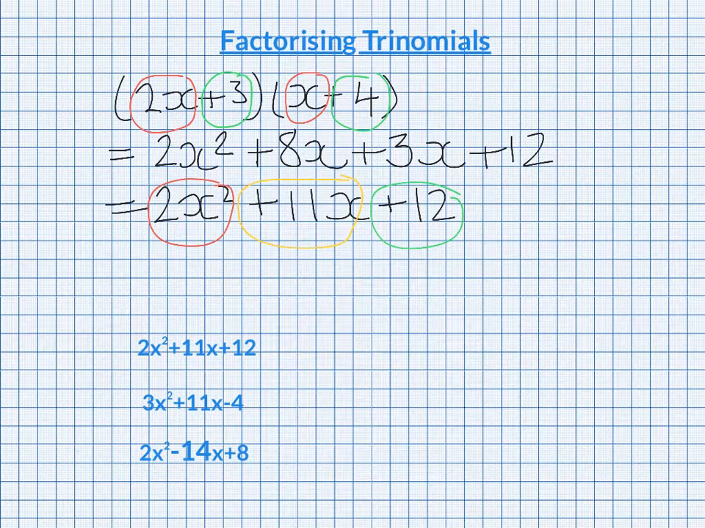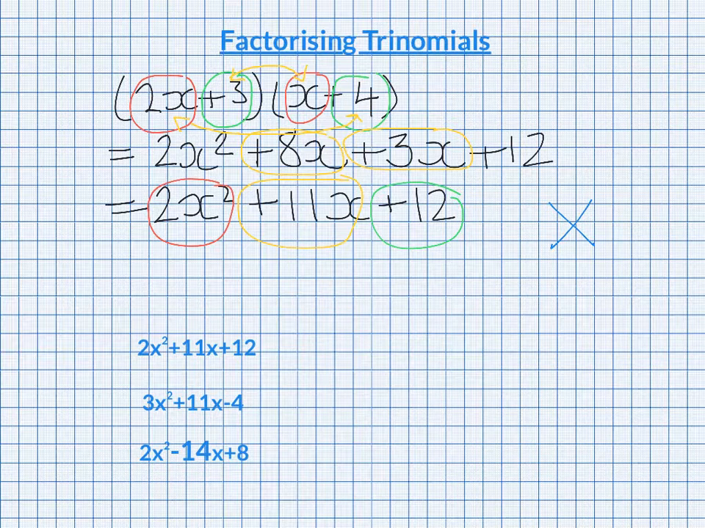Now we got that by adding two terms together. The plus 8x, which was the 2x in the first bracket, times the 4 in the second bracket, and the plus 3x, which was the plus 3 in the first bracket, times the x in the second bracket. So coming backwards, it's a little bit trickier for us to see this. That's why we do it using this cross method.